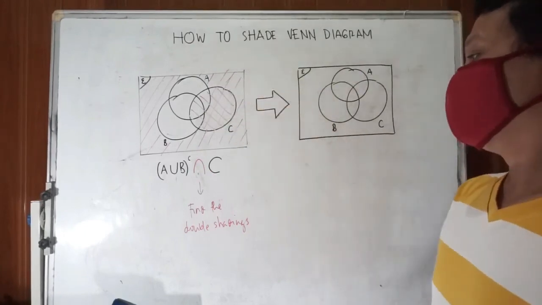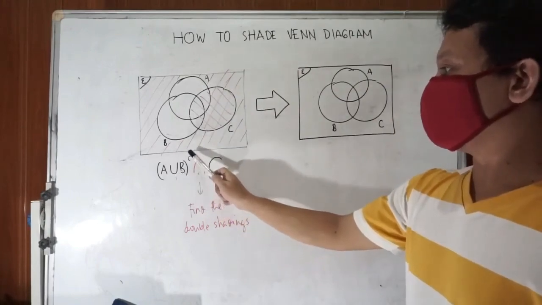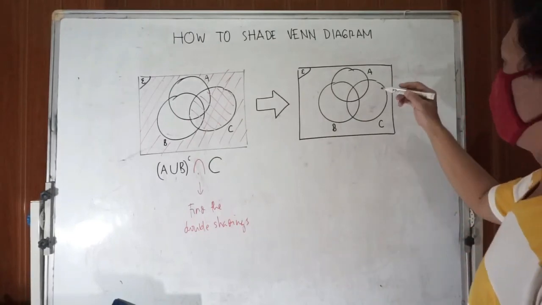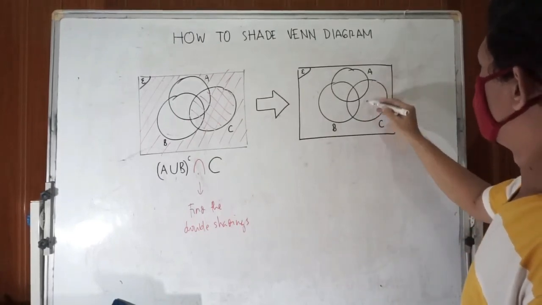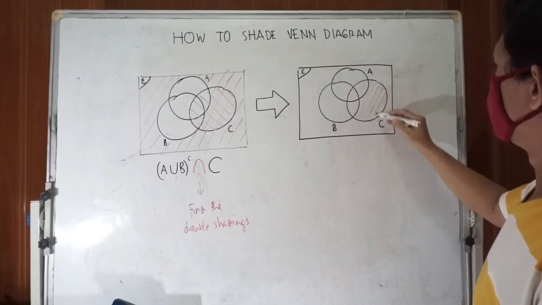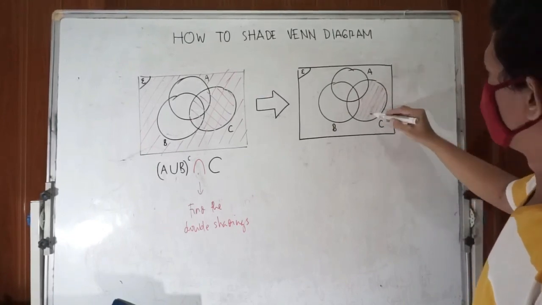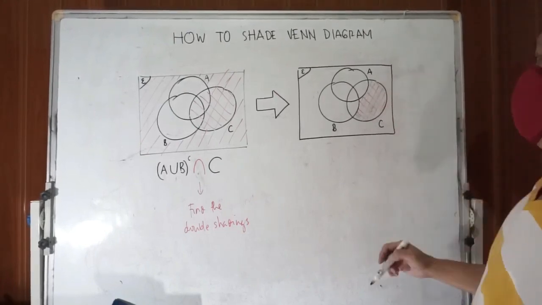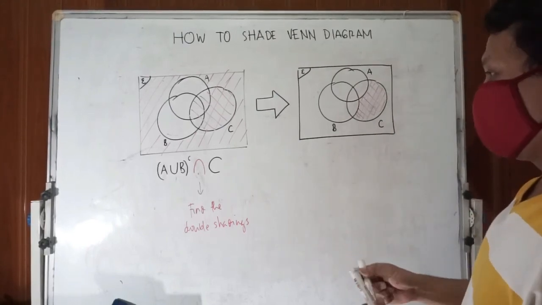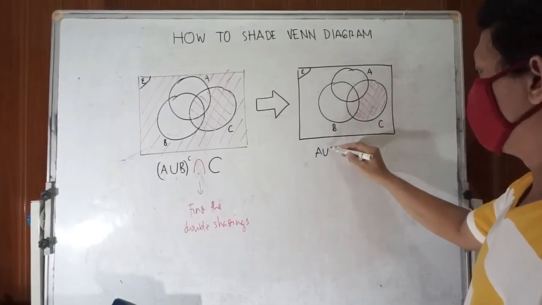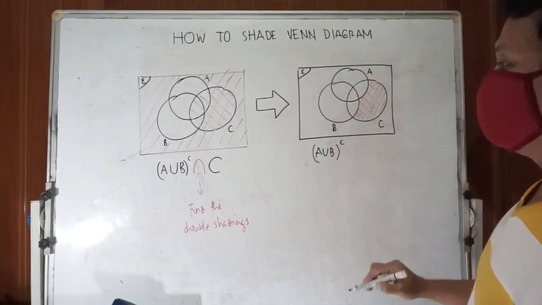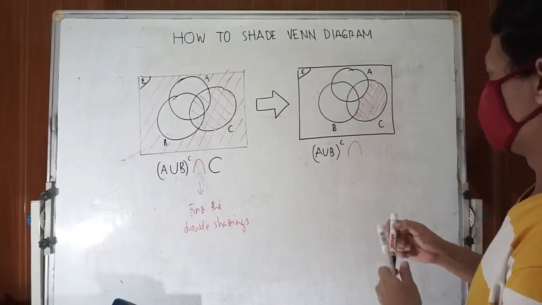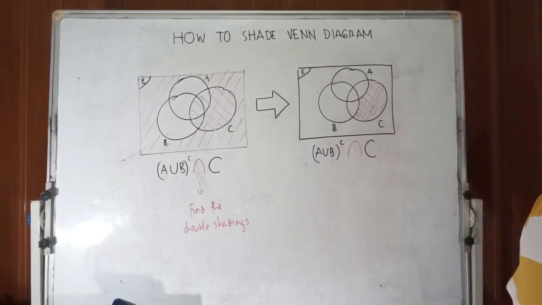Okay, this is the area of A union B complement intersection C. Now you're going to find the final answer. So the answer is this one. Okay, this is the area of A union B complement intersection to C. Okay, hopefully it's clear.